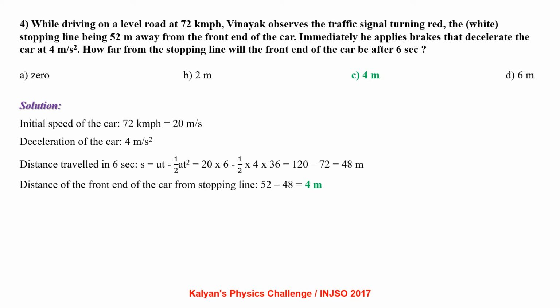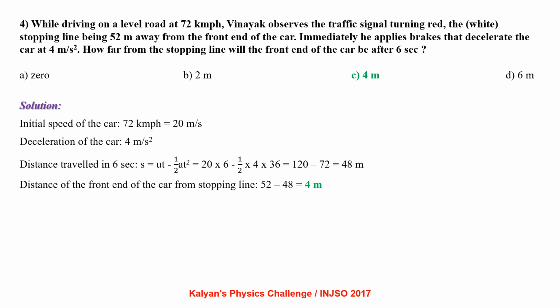While driving on a level road at 72 kmph, Vinayak observes the traffic signal turning red, the white stopping line being 52 meters away from the front end of the car. Immediately he applies brakes that decelerate the car at 4 meters per second square. How far from the stopping line will the front end of the car be after 6 seconds?